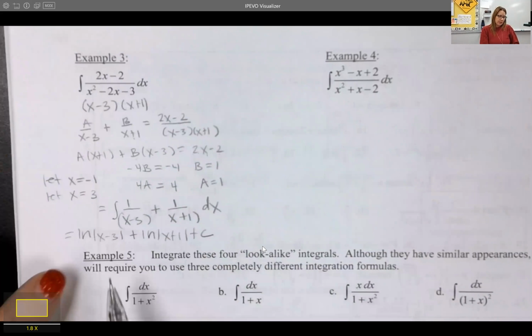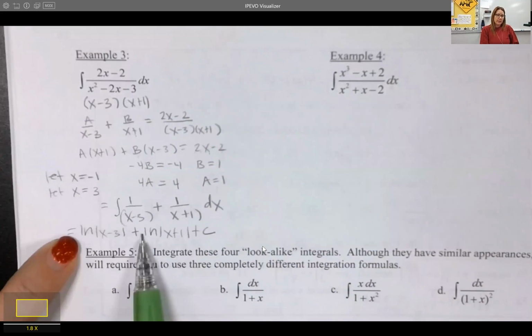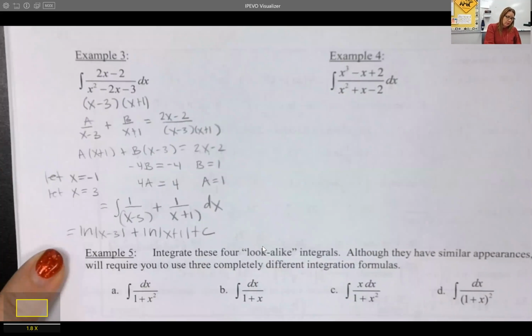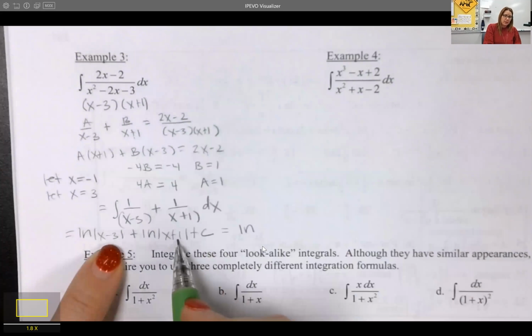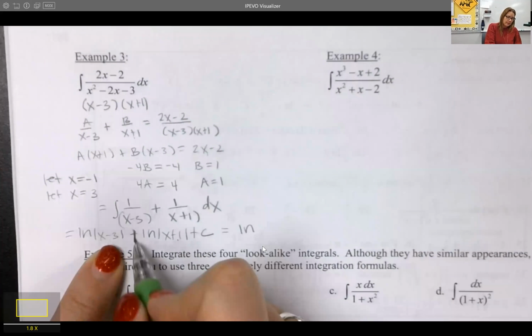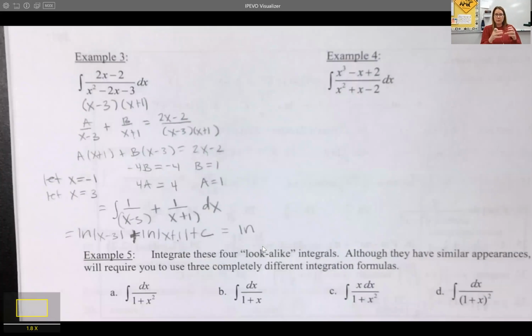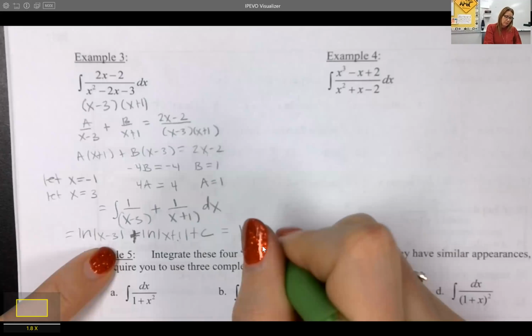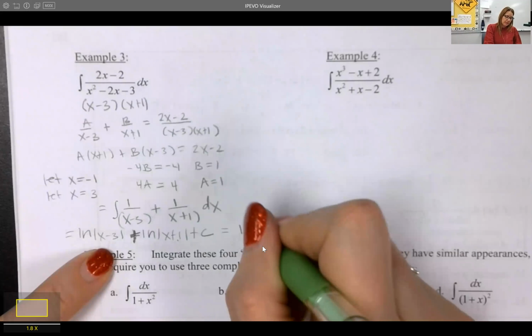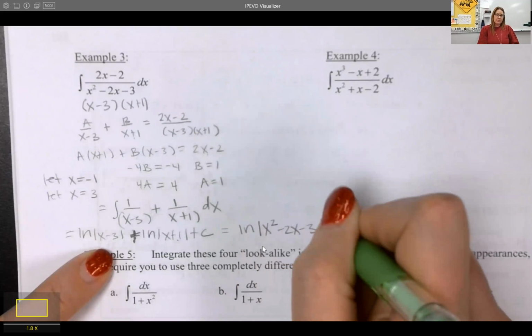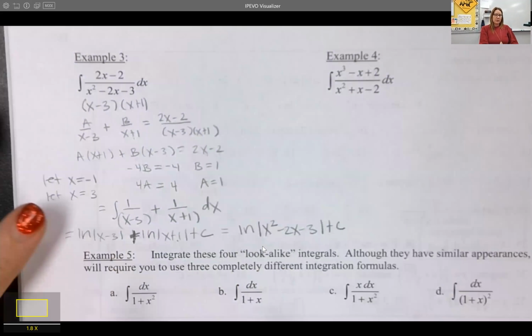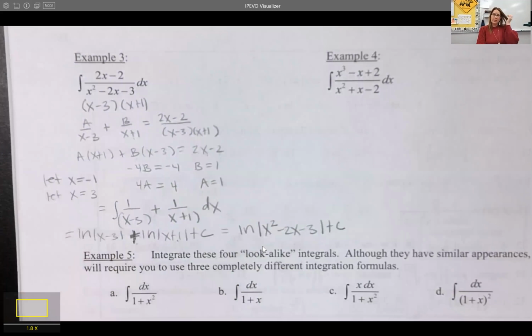Because these are just single powers, the 1 and the 1, I can leave it like this, but you could also multiply these two together, because when I add two natural logs together, I multiply the arguments. So x minus 3 times x plus 1, we know from the original, is x squared minus 2x minus 3 plus c. So you could write that as this or this, either way, just so you understand how that could simplify sometimes.